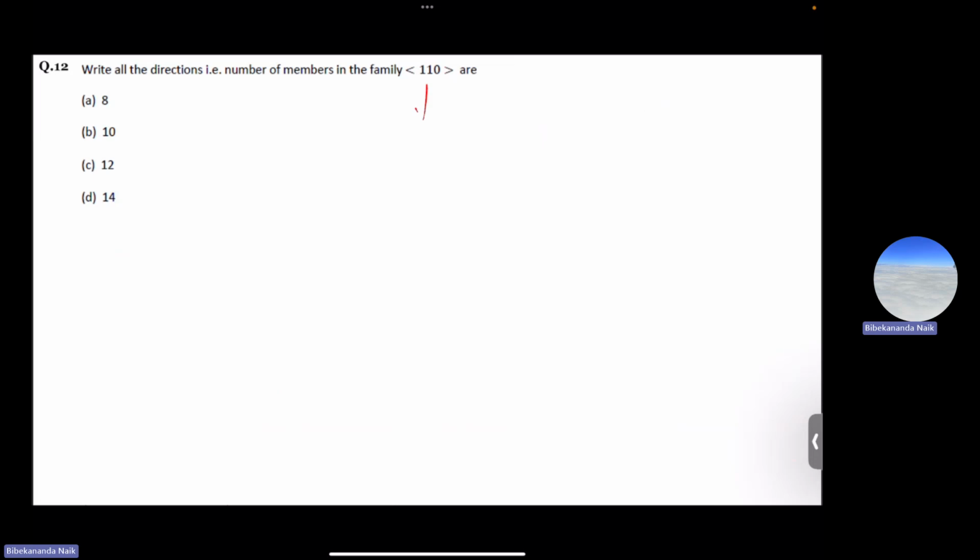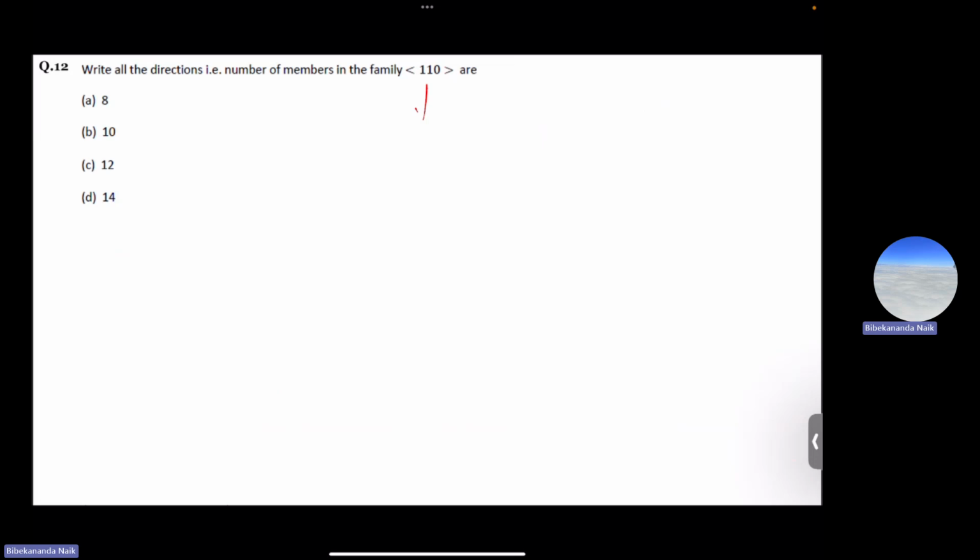So for 110, there will be again 1, -1. There will be 4 into 3. So there will be 12 ways. So how will the 12 ways be? What are the 12 ways?